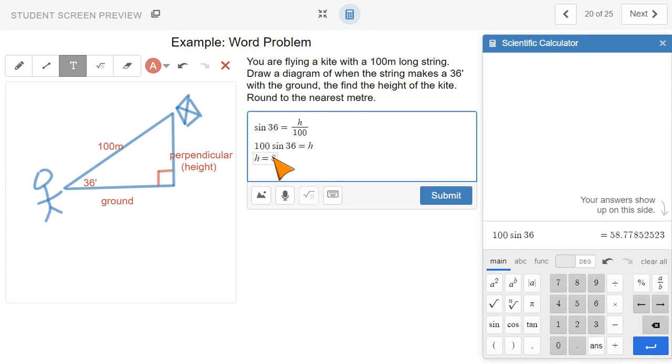H is equal to 59 degrees. Or sorry, no, it's a height. So 58.8 meters. They want us to round it to the nearest meter. So we're going to round it to 59 meters.